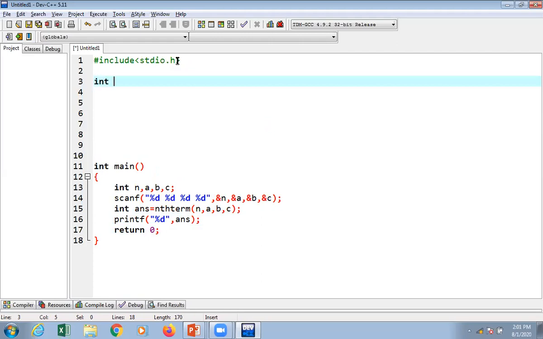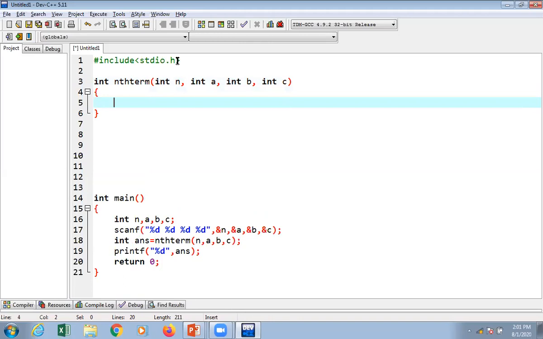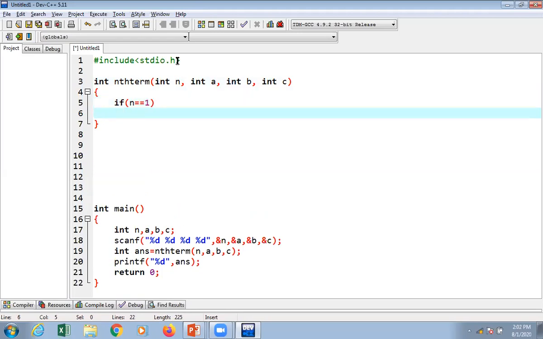So the function name is nth term. I'll be taking again the variables that will be local to this function. So the first thing is that if we are talking about the first term. If we just want the first term in the series, so we know that the first term is a. So if n is equal to 1, then we'll simply be writing return a.